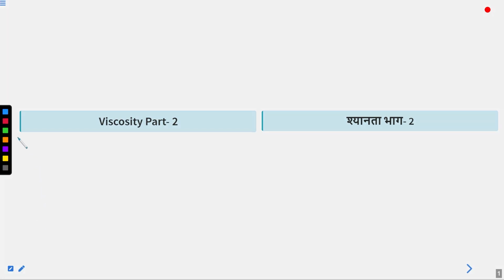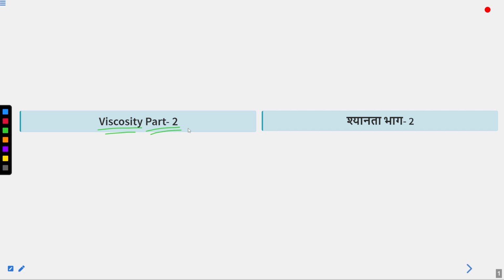So students, as we know, in the previous lecture we had started our discussion over the viscosity, right? And that was our part 1. In this lecture we are going to start the part 2. In the previous lecture we had talked about what you mean by the viscosity, how it is different from solid friction, what is Poiseuille's formula, Stokes law and the terminal velocity.